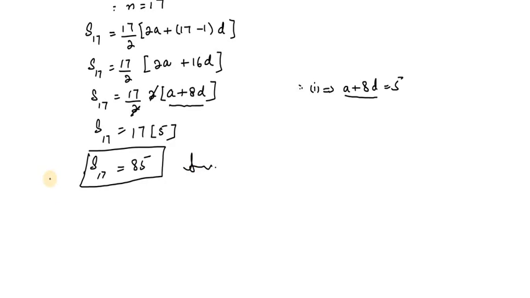Now in question number 12, the question is show that the sum of the first n even natural numbers is equal to 1 plus 1 upon n times the sum of the first n odd natural numbers.